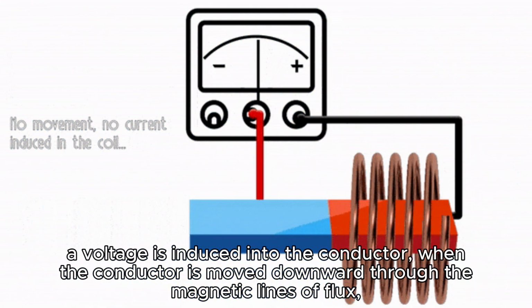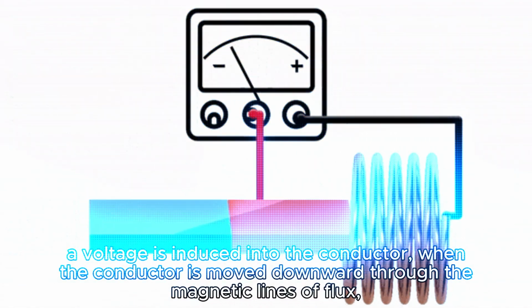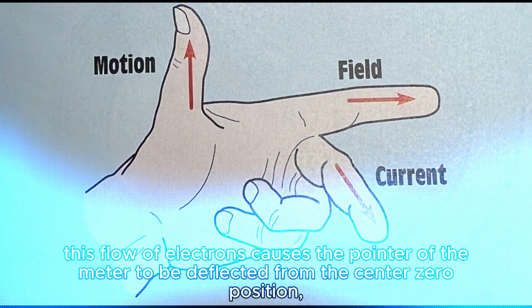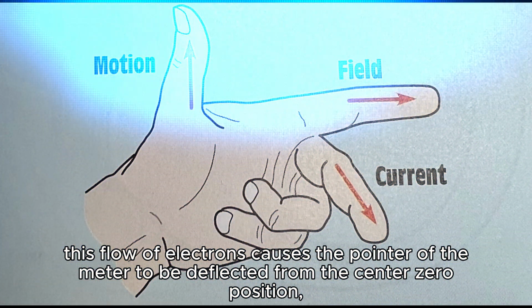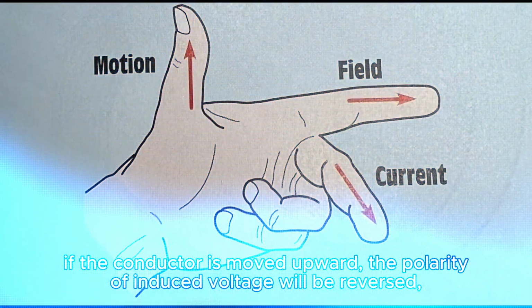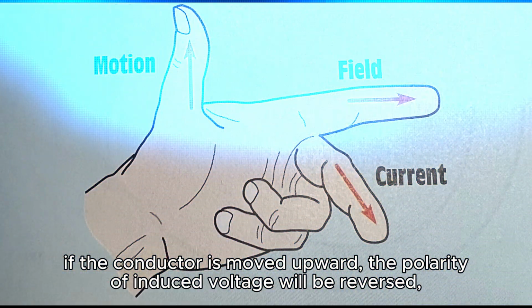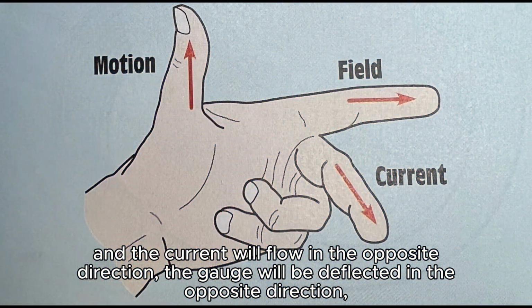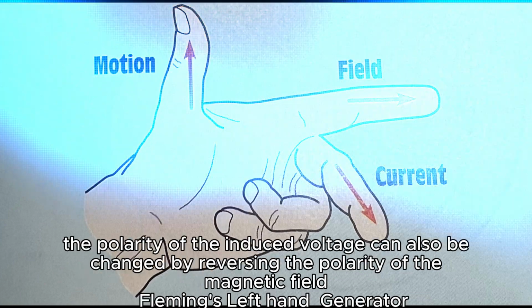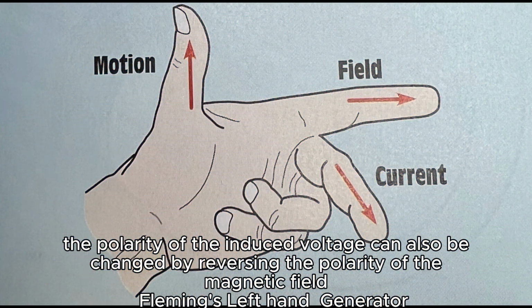When the conductor is moved downward through the magnetic lines of flux, the induced voltage will cause electrons to flow in the direction indicated by the arrows. This flow of electrons causes the pointer of the meter to be deflected from the center zero position. If the conductor is moved upward, the polarity of induced voltage will be reversed, and the current will flow in the opposite direction. The gauge will be deflected in the opposite direction. The polarity of the induced voltage can also be changed by reversing the polarity of the magnetic field.